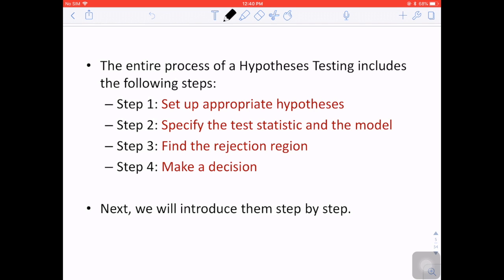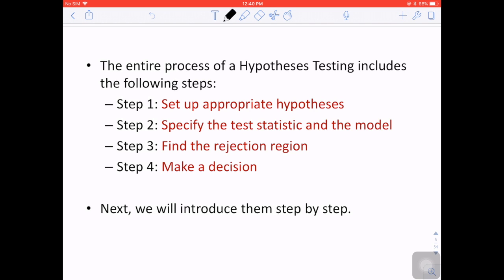So the first step: how to set up an appropriate hypothesis. Actually, there are a lot of ways to set up your null hypothesis and alternative hypothesis. In this class, we're going to introduce you the simplest way. We're going to start with our initial guess, or what we call the initial claim.